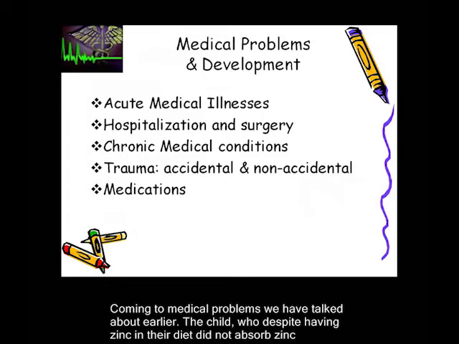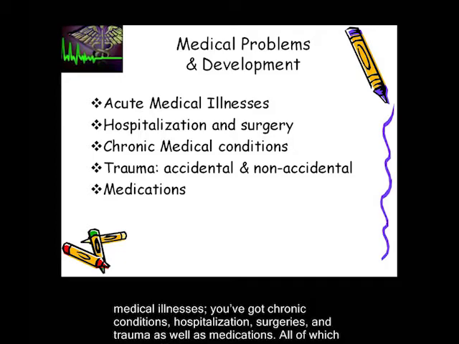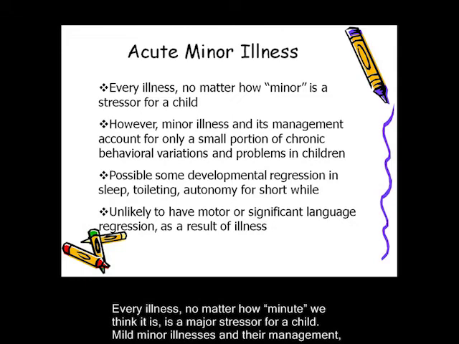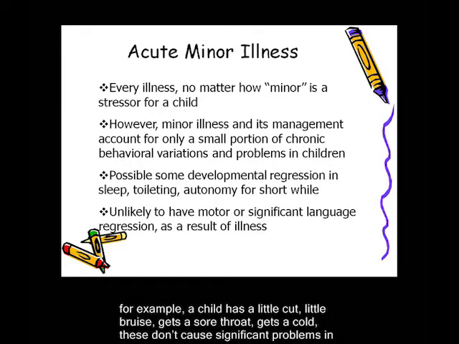Coming to medical problems, we had talked about earlier the child who, despite having zinc in the diet, did not absorb zinc because of a medical problem. Medical problems are important because they can affect development too. You've got the acute medical illnesses, you've got chronic conditions, hospitalization, surgeries, and trauma, as well as medications, all of which affect children's development, and we'll see how. Every illness, no matter how quote-unquote minute we think it is, is a major stressor for a child. Minor illnesses and their management, so for example, a child has a little cut, little bruise, gets a sore throat, gets a cold, these don't cause significant problems in children.